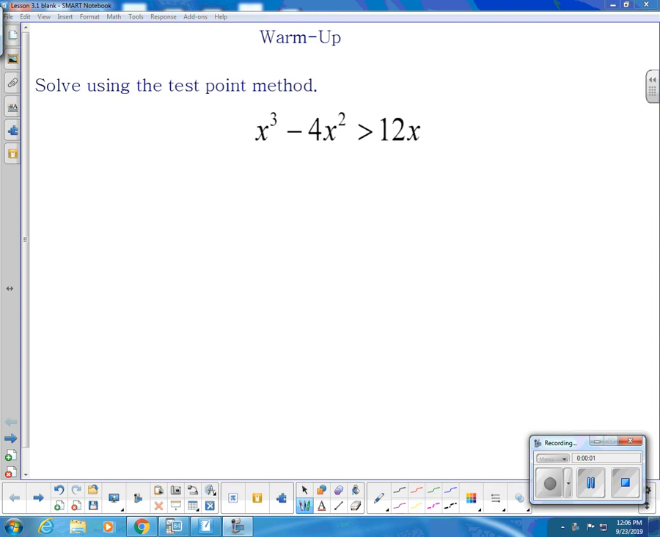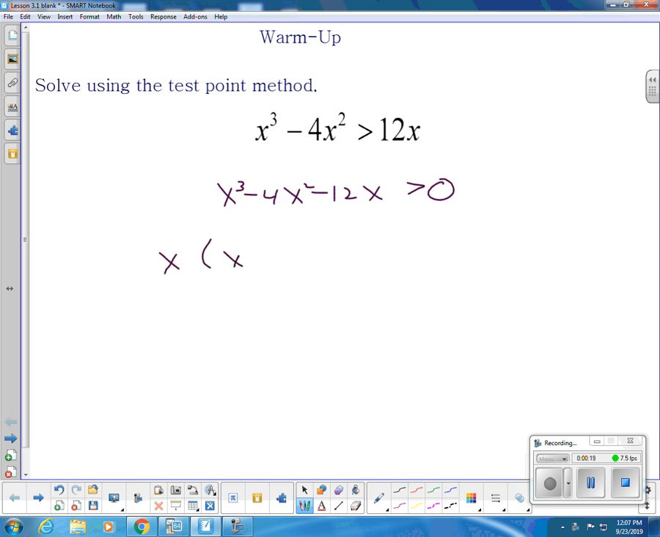So our first step is to get one side equal to 0, yes? And then we are going to factor. So we first have to pull out an x. Always look for that greatest common factor first. And then you have a nice, easy quadratic factoring.